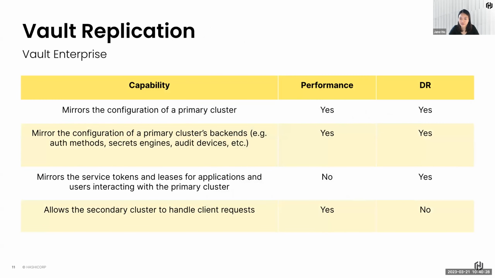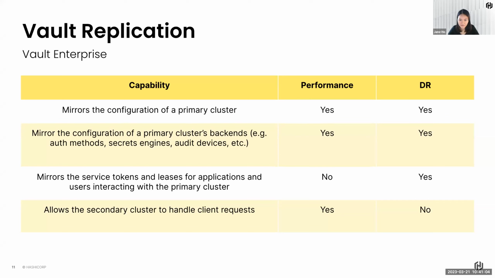So just to recap or give an overview of the differences between a performance replication and disaster recovery replication. Firstly is that DR will mirror the full configuration of the primary cluster, including all of its backends like auth methods and secrets engines. For performance replication, it will also mirror the primary cluster, but it may not mirror all of its backends depending on what path filters you enable. And also for performance replication, it will not mirror the tokens and leases. Those will remain local to its own cluster.